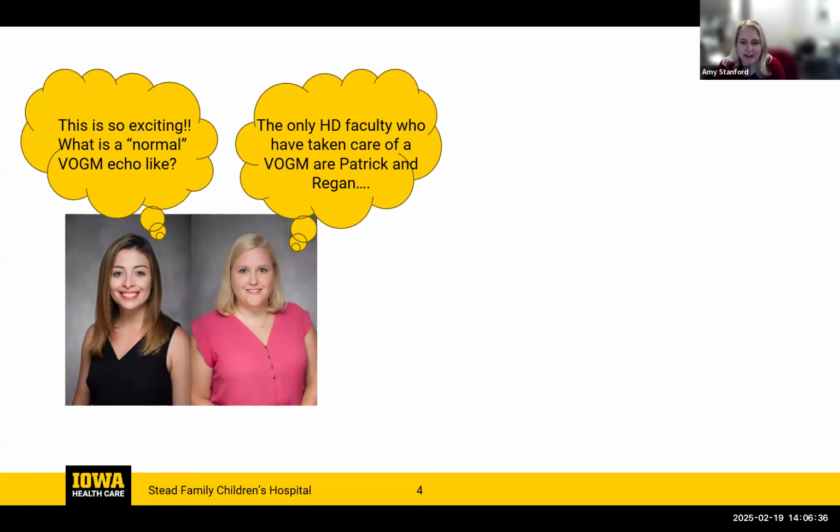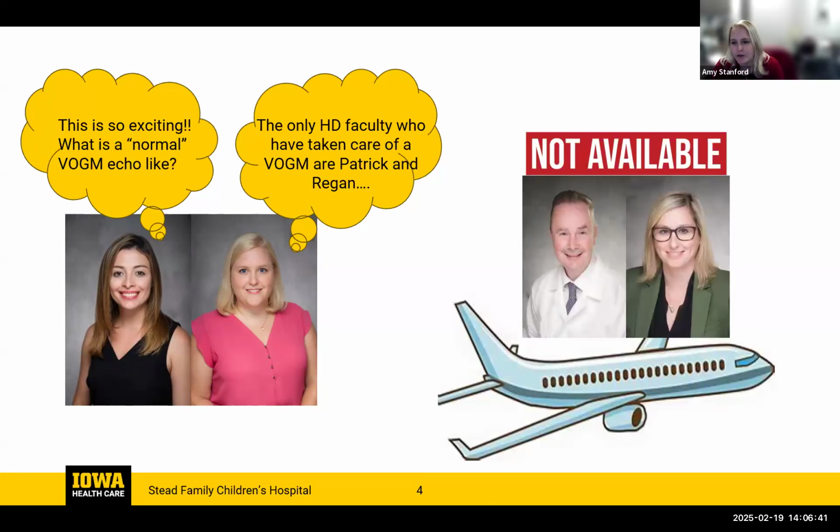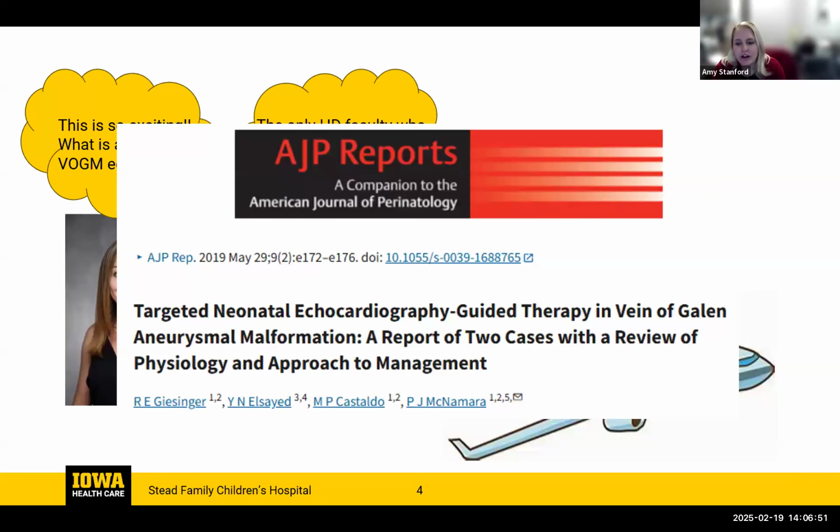We have Patrick and Reagan. They've seen vein of Galens before, but as luck would have it, they were not available. True story, they were on their way to Sweden and were not available. So what Angelica and I did, while this patient was coming, very thoroughly and quite often that night, was keep reviewing this paper written by Reagan, a case report of 2 series, but importantly one that had gone over the physiology and the approach to management.